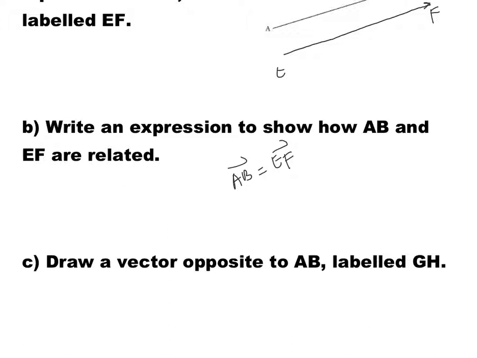The next question says, draw a vector opposite to AB labeled GH. So opposite to AB is going to be another vector which is going to have the same magnitude as AB but in opposite direction. So this is going to be GH. And how we can write an expression which shows the relationship between AB and GH, we can say that AB is equal to negative GH.